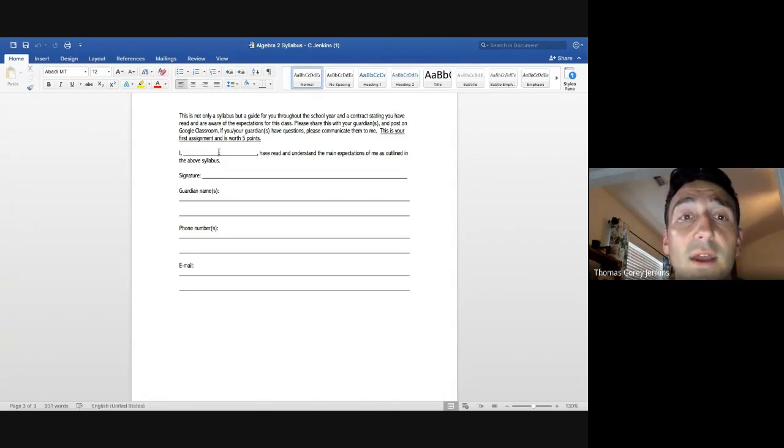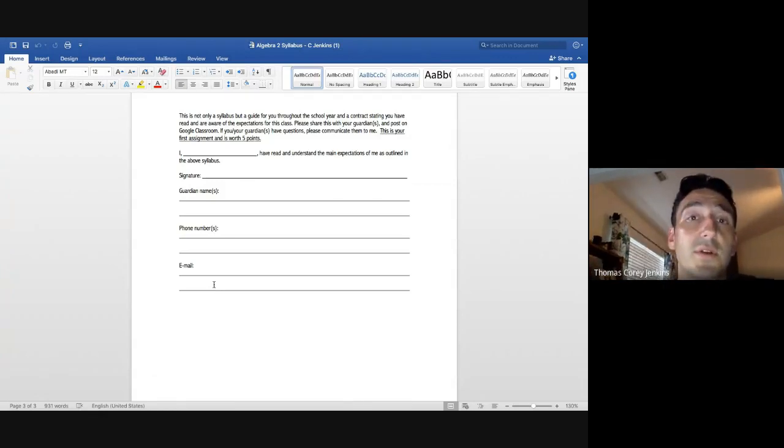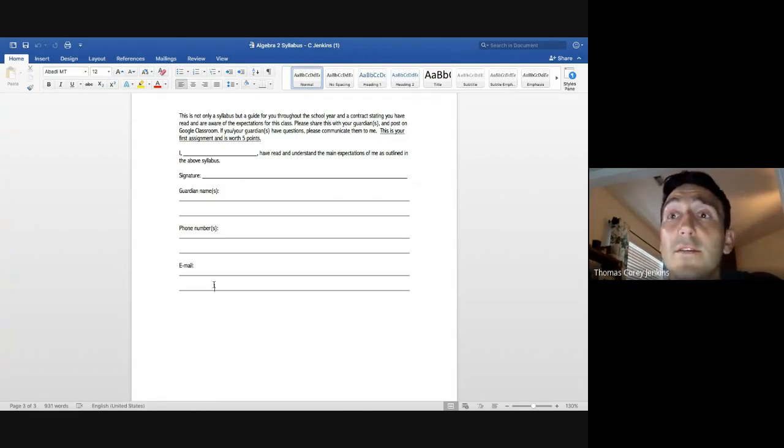So your name will go there, your signature goes there, guardian names here and here, their phone numbers, and their email. Okay, you'll have to print that out and scan it in or take a picture and turn it in on Google Classroom. That's going to be your first 5-point grade. So you'll see that all in Classroom.